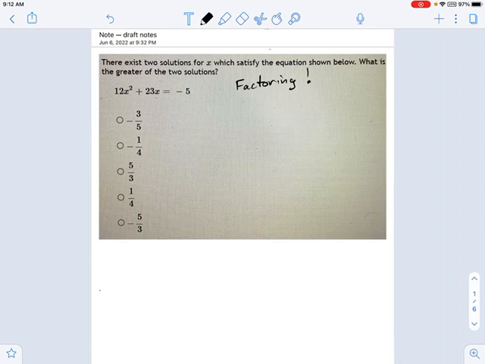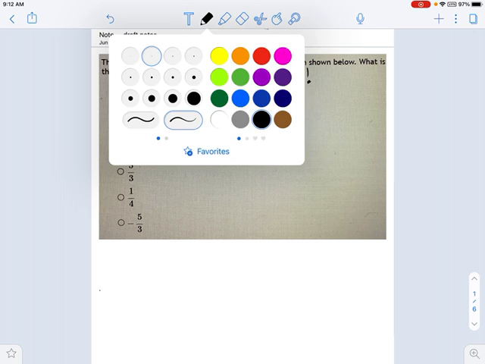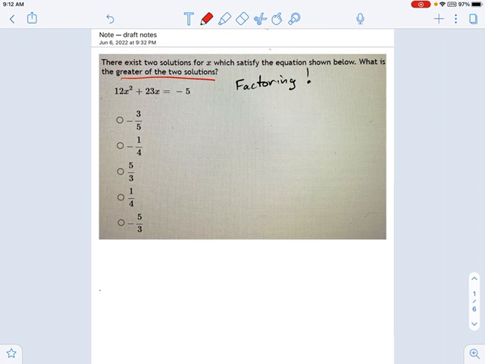Okay, we've got a factoring problem to do here. I want to know what's the greater of the two solutions. When you see something about solutions and you have a quadratic, there's a squared term and then just a regular x by itself, you know there's going to be some factoring involved. So let's get into it.